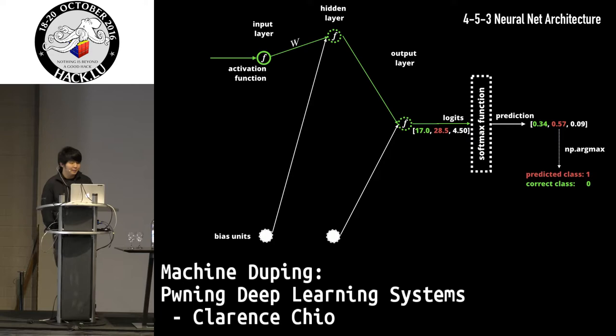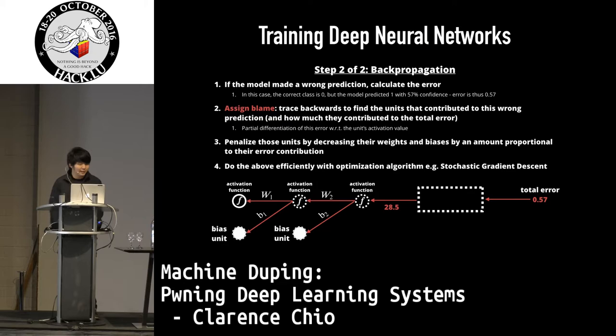During the training of the model, when you feed in data and get a wrong prediction, you would go through the model in the process of backpropagation to assign blame, to see which units were responsible for making this wrong decision. When you find the units that make the wrong decision, you would reduce the amount of decision-making power that they have by decreasing their weights and biases by the appropriate amount, according to how much they contributed to this wrong decision. And of course, you can do this efficiently with optimization algorithms such as stochastic gradient descent, which you may have heard of in other machine learning algorithms as well.